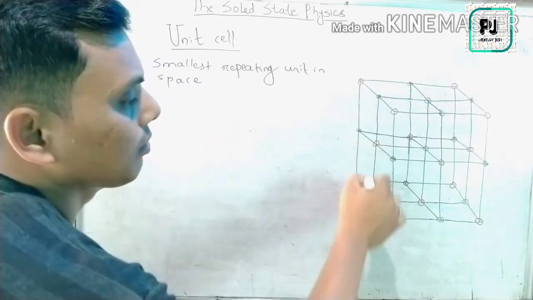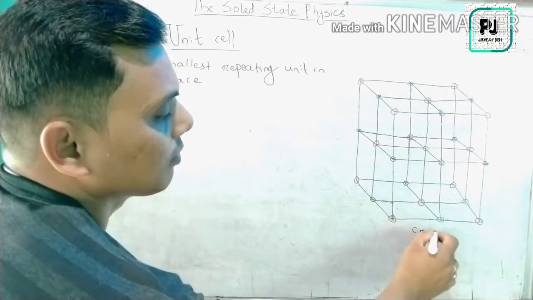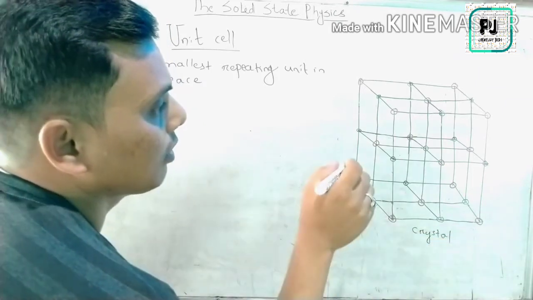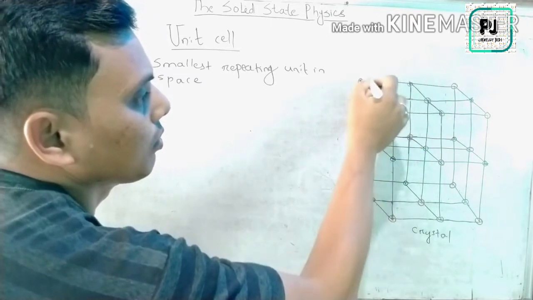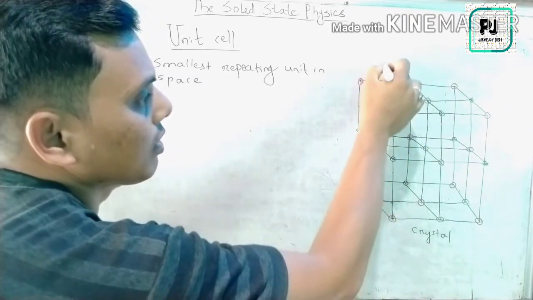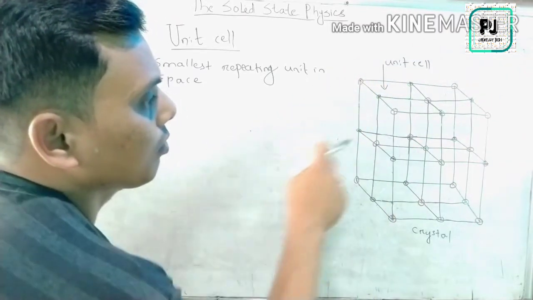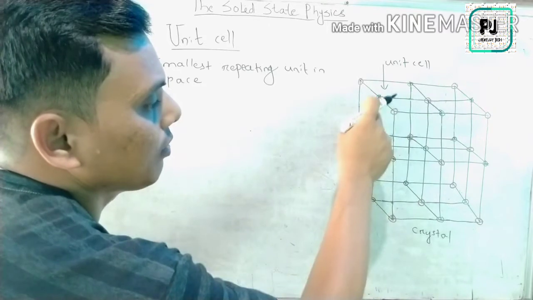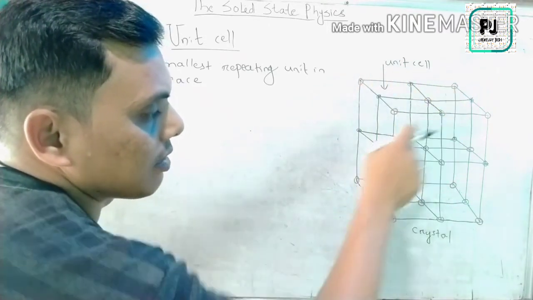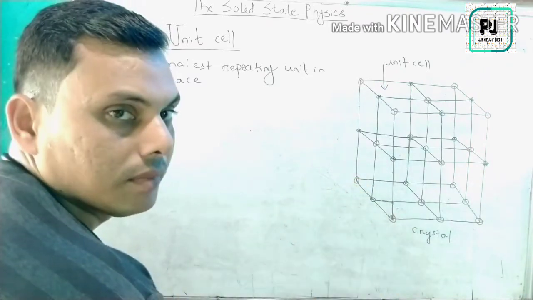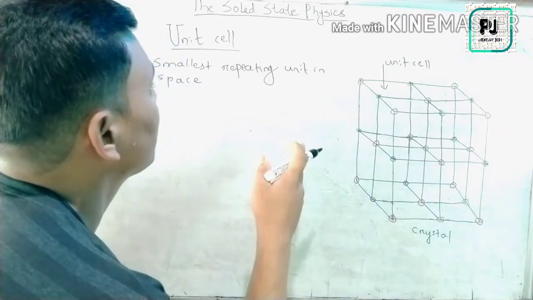Here, this is the figure of the crystal. This is your crystal that I have drawn here. So this 1, 2, 3, 4 makes one unit cell. This is your unit cell. Different unit cells are regularly arranged, and they will make the crystal. So this is the unit cell.